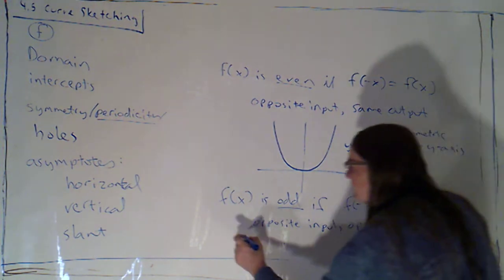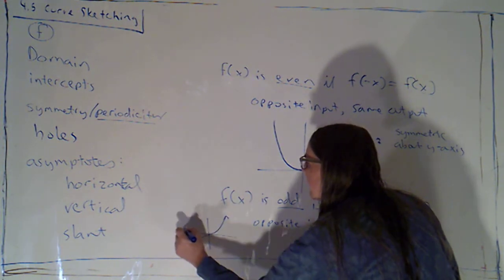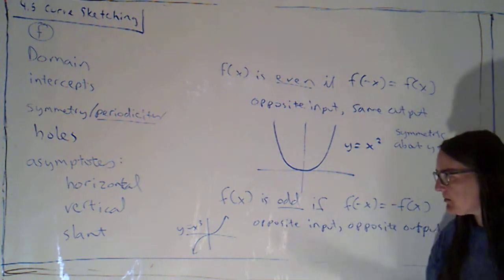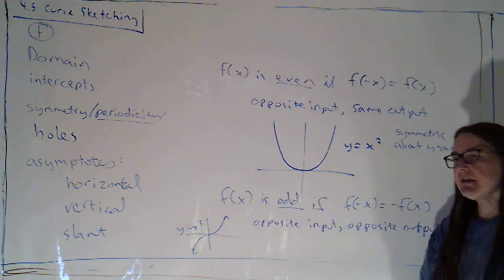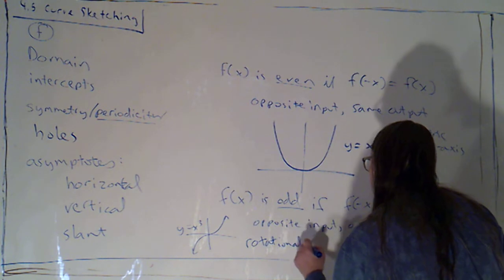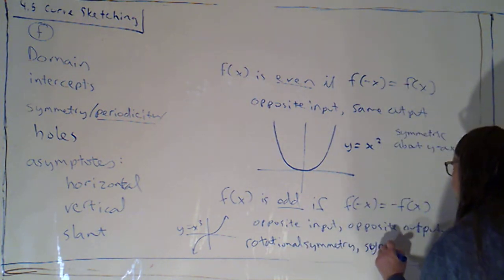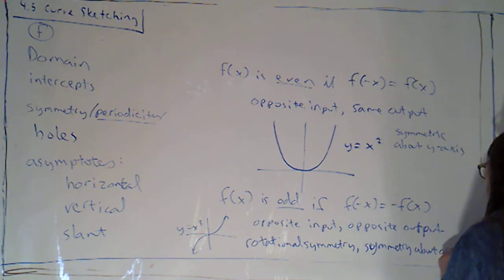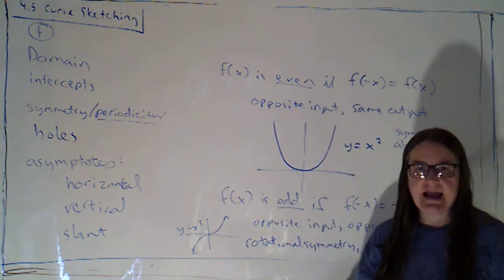We call those odd functions, largely because a classic example would be any odd power function, y equals x cubed. So if I take 2 and negative 2 and I cube them, I get exactly the opposite response. When we have something like this, we have rotational symmetry or symmetry about the origin. Rotational symmetry, just because if I flipped this upside down, it would look exactly the same.